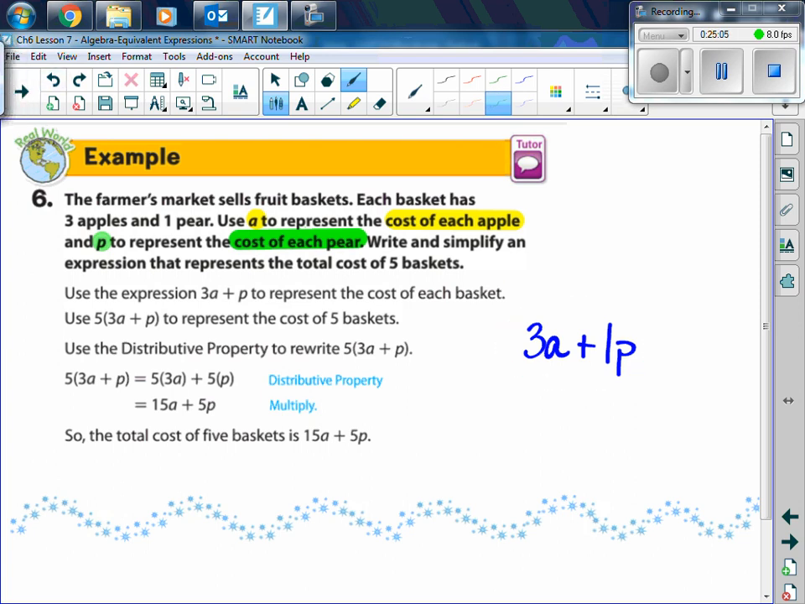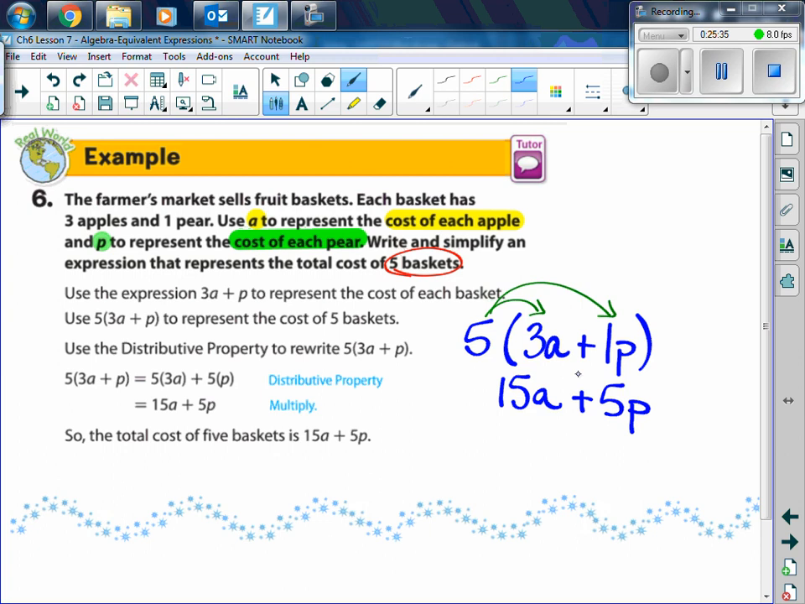So now we want to figure out how much it's going to cost for all 5 baskets. So this expression, we're just going to multiply times 5. Okay? So once we do that, then we can go ahead and use our distributive property. And 5 times 3a is 15a. And 5 times 1p is 5p. So this is our expression that tells us how much it's going to cost for 5 baskets of fruit.